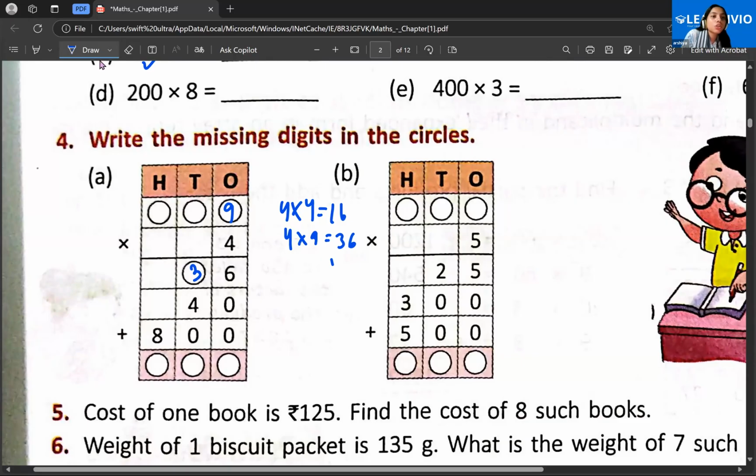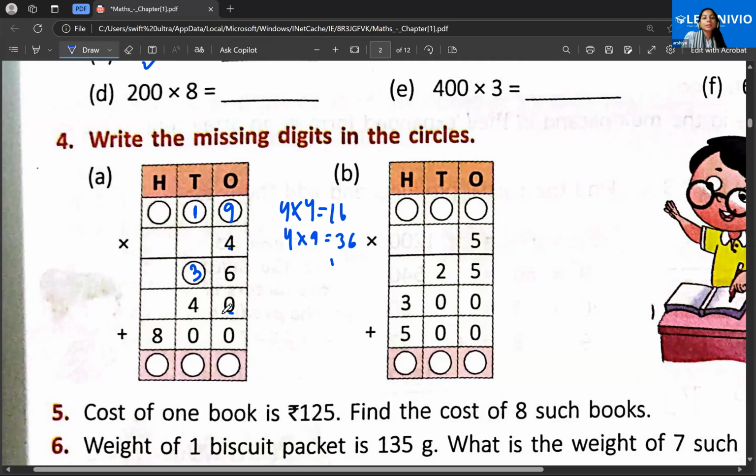Okay. So which one should I write? Nines or threes? Nines. Okay, so let's write nines only. So 4 nines are 36. Again, 4, what should be the answer here so that I get 40? 4 multiplied by 10. Yes. So instead of 10, I'll write 1, because 4 ones are 4.